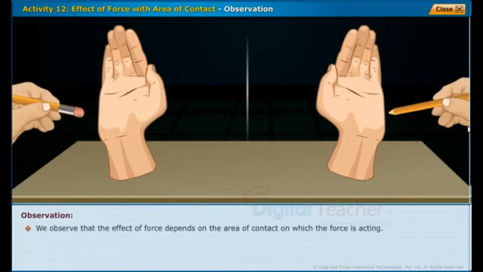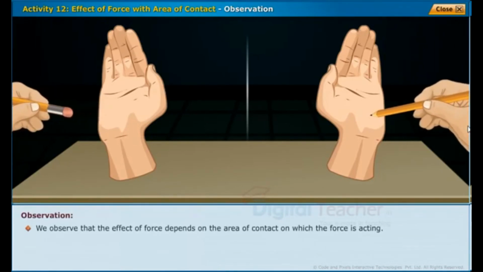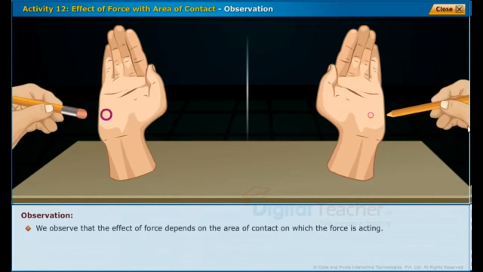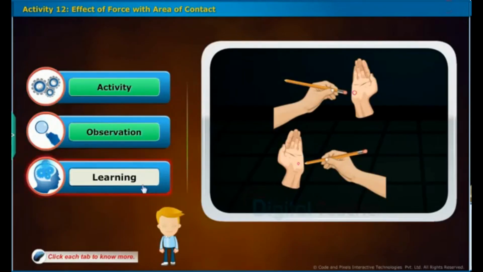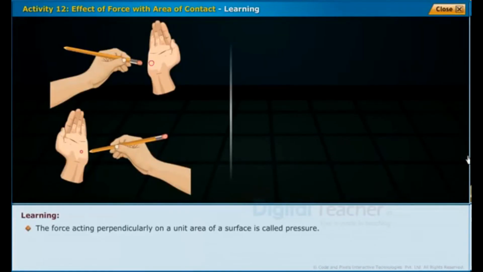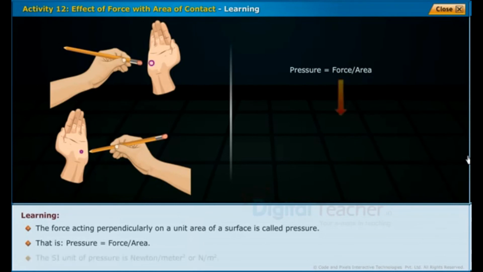We observe that the effect of force depends on the area of contact on which the force is acting. When there is a decrease in the area of contact of the force or load, then the effect of force increases and vice versa. The force acting perpendicularly on a unit area of a surface is called pressure. That is, pressure is equal to force by area. The SI unit of pressure is Newton per meter square or N by m square.